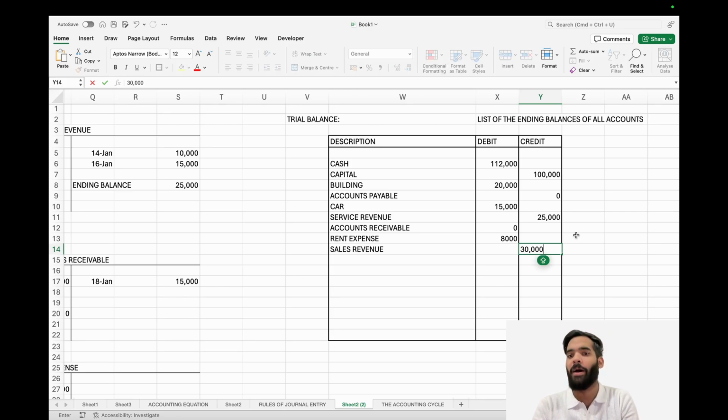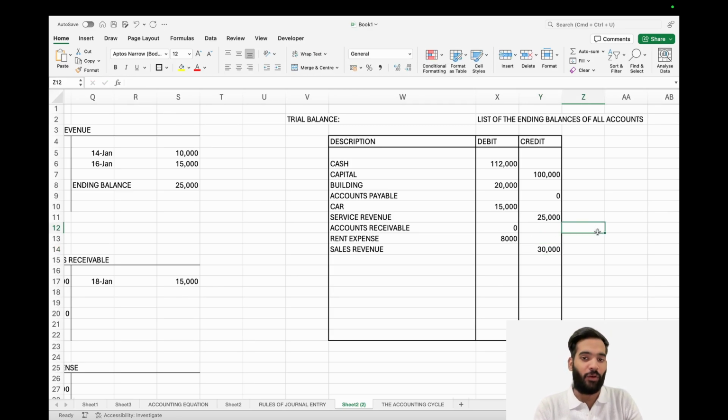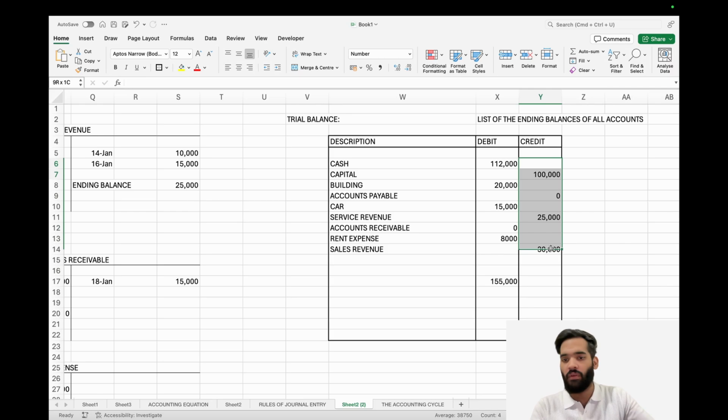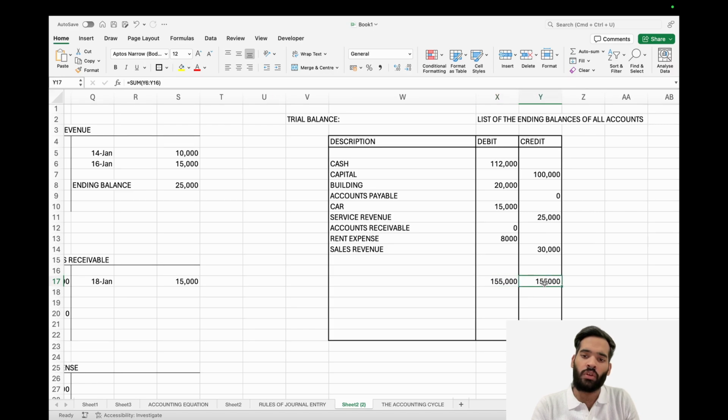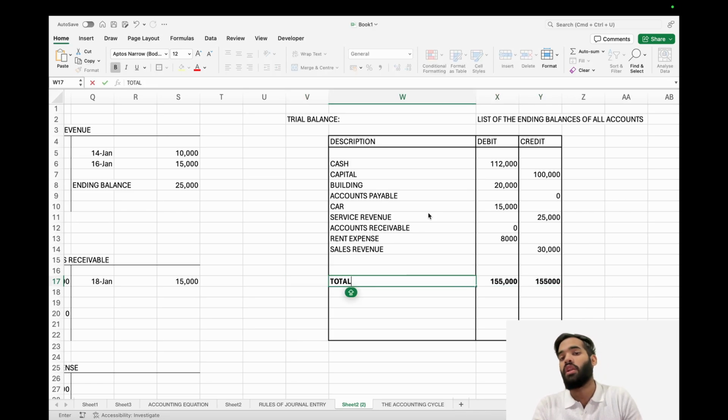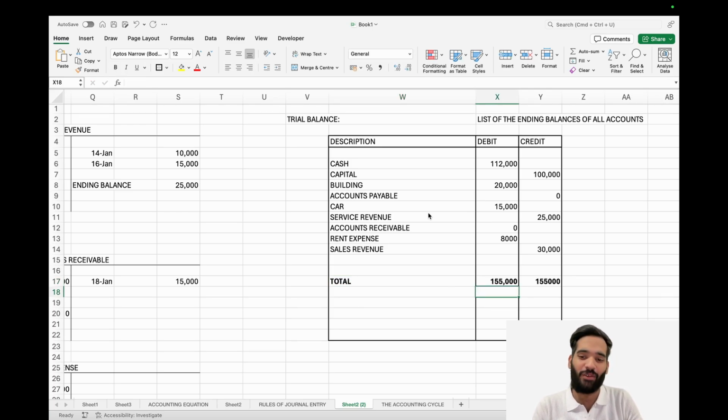Now this is the moment of truth. What will happen is we will do the total on the debit side and the total on the credit side after we have recorded all of the ending balances. If you notice, the debit total is equal to the credit total, which is what we always want to see. Please remember, if you've done your accounting correctly, the totals on the debit side and credit side of the trial balance will be equal. So this is a good way to see if you've got something wrong. If they're not equal, you have to go back and check where you went wrong.